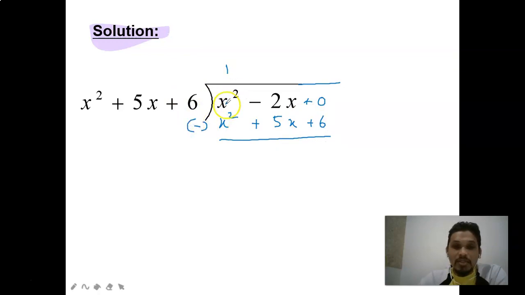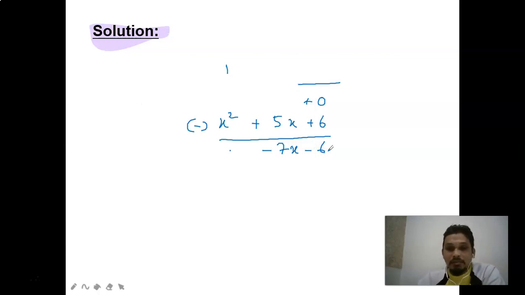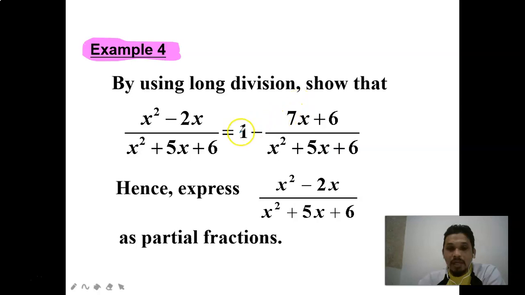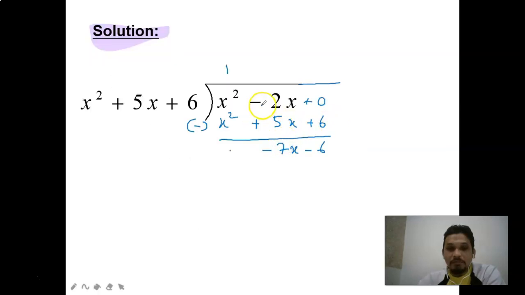Minus here, x squared minus x squared, 0. Negative 2x minus 5x, negative 7x. 0 minus 6 equal to negative 6. So, let's see. 1 minus 7x plus 6. There you go.